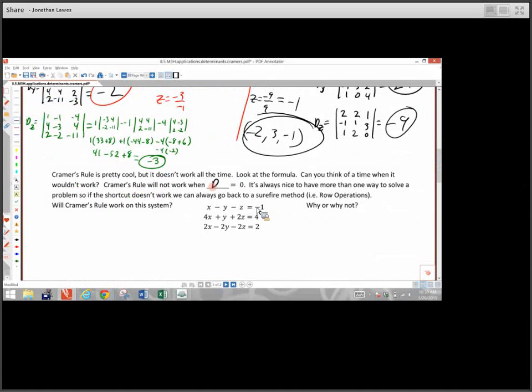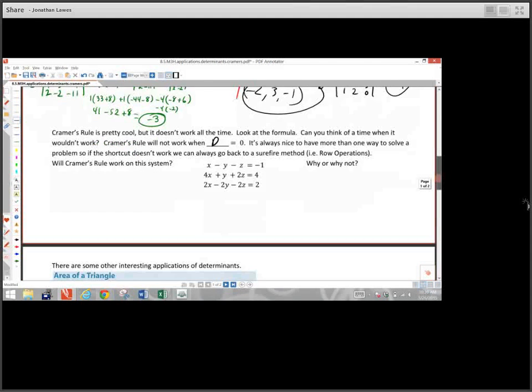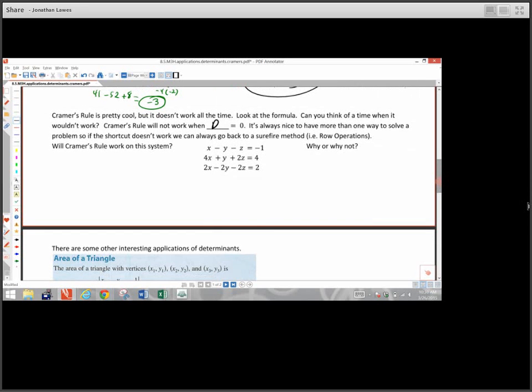So it's always nice to have a backup method. So row operations, substitution, elimination, graphing, all of that sort of stuff. So let's take a look at this one right here. Let's figure out whether or not Cramer's rule would work on this. Let's write down what D would be. D would be 1, -1, -1, 4, 1, 2, and then 2, -2, -2. Now, take a look at that for just a second. There are a couple different things we could do with this one. We could actually do expansion by minors and find what the determinant is. But take a good look at that for a second.